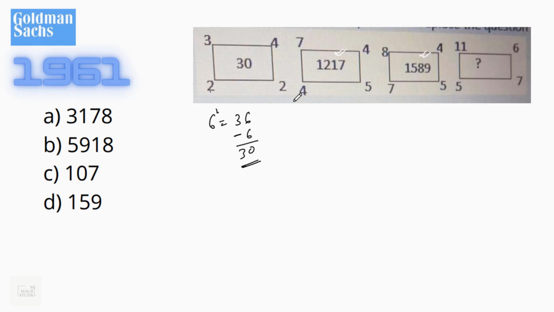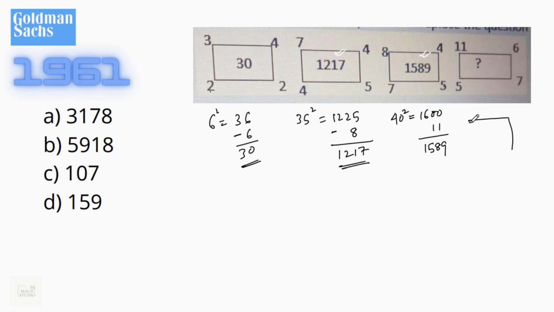7 into 5 is 35. 35 square is 1225 and 4 plus 4 is 8. 1225 minus 8 gives 1217. Okay, it fits in. 8 into 5 is 40. 40 square is 1600. 7 plus 4 is 11. 1600 minus 11 is 1589.